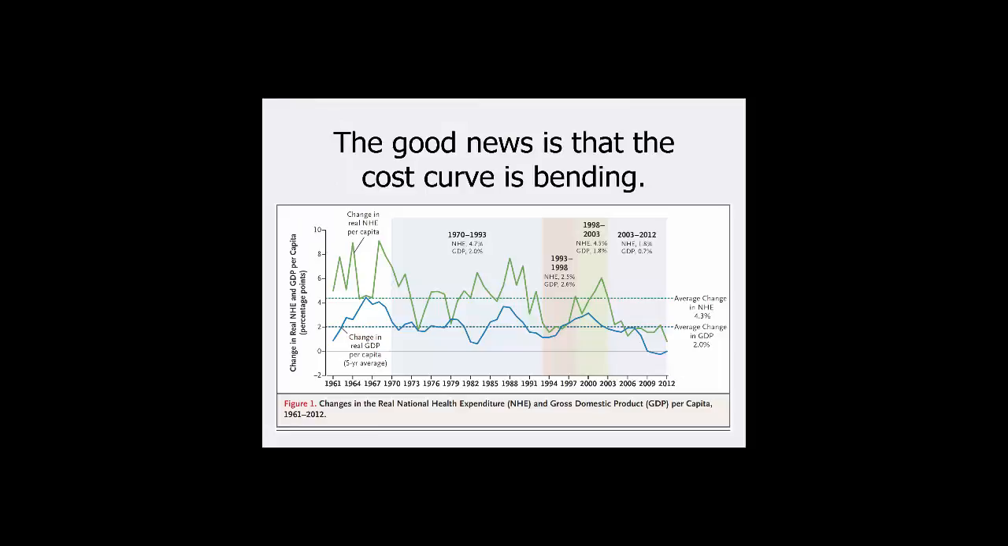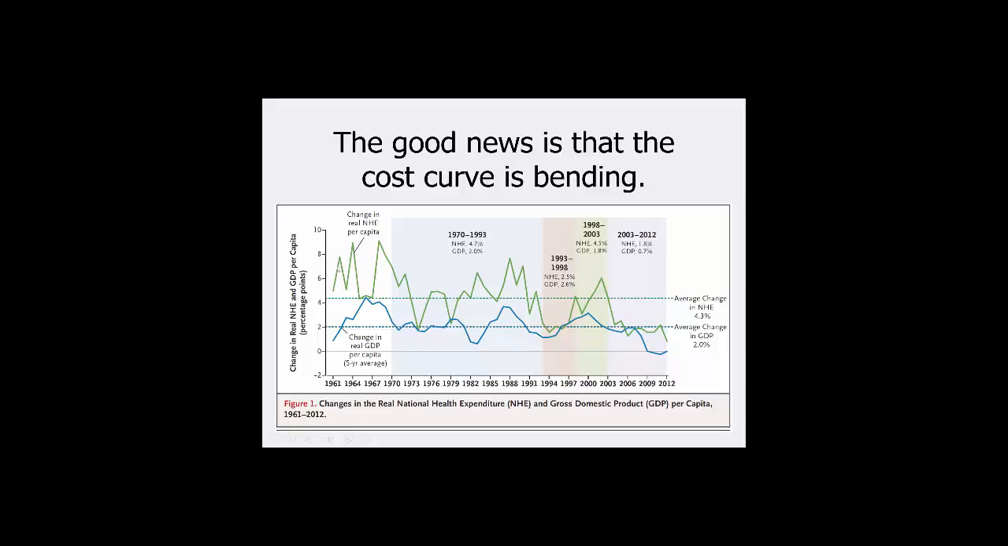But here's some good news. There is some good news. The good news is that the cost curve appears to be bending. It appears to be bending. What we mean by that is the growth rate of how much we spend, right? The growth rate, the change of how much we spend on healthcare. These values up here are telling us the percent change in our national health expenditures per capita.